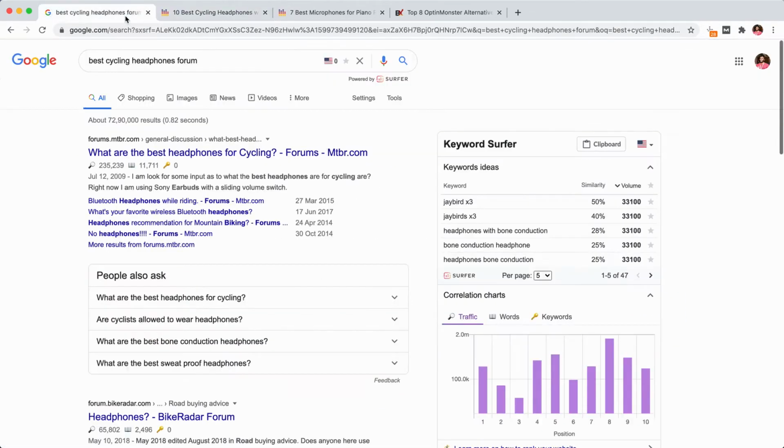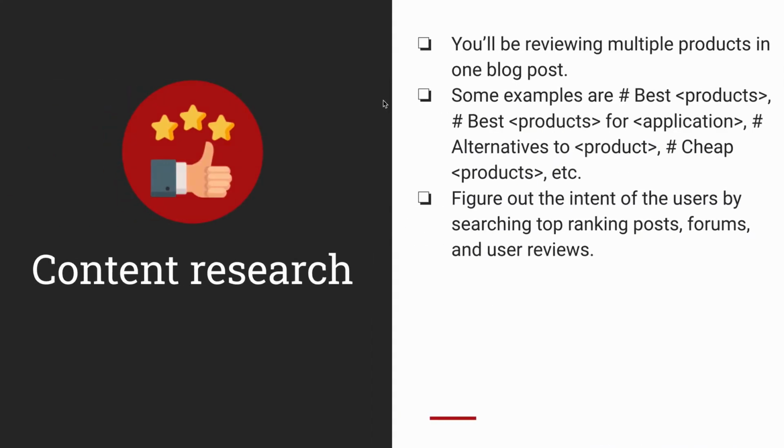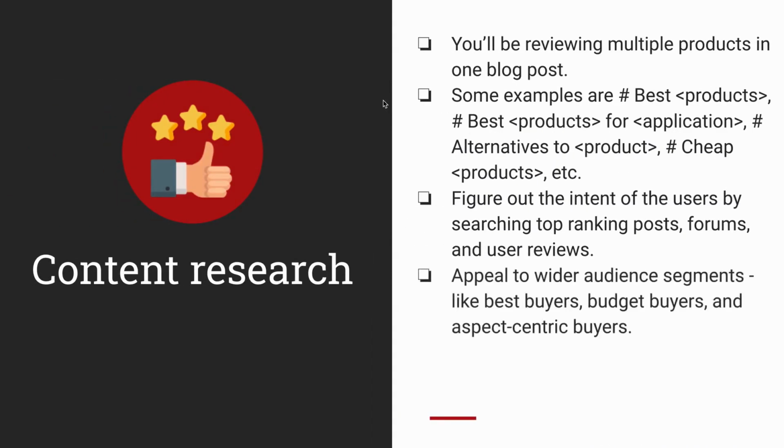So you need to do really good research to see what the necessities of the people are. Okay, that's really important. And you need to appeal to wider audience segments. Okay, you can't convince 100% of the people who will be visiting your review, but still you can try your best to do so. You can do that by appealing to a wider range of audience.